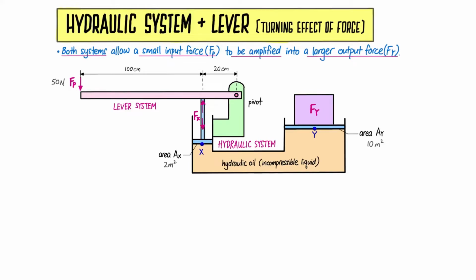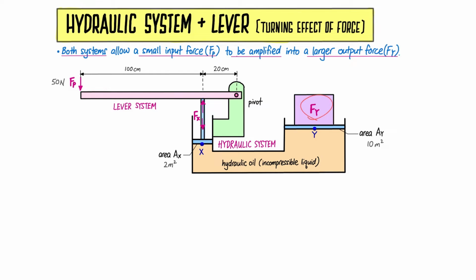In the previous video, we have learned about the hydraulic system, where you apply a small force at X and it allows you to amplify the force at Y. And in our real world, besides the hydraulic system, in general, there is also a lever system, from the topic on turning effect of force. As you can see here, this lever system allows you to apply a small force, 50 Newton here, and you will achieve a much greater force at Fx before it's applied to the hydraulic system.